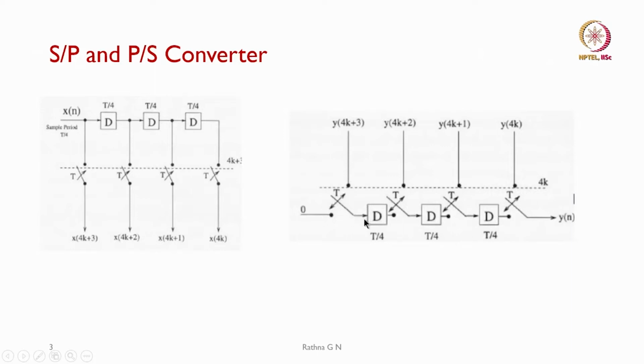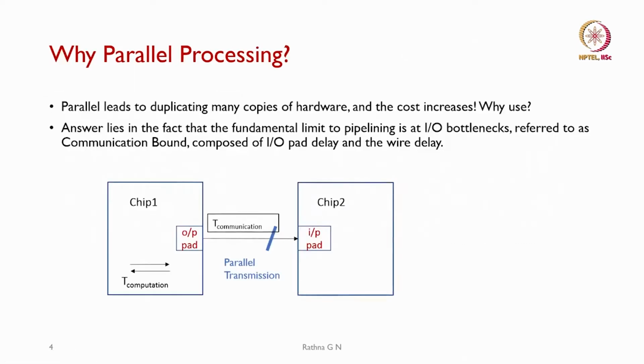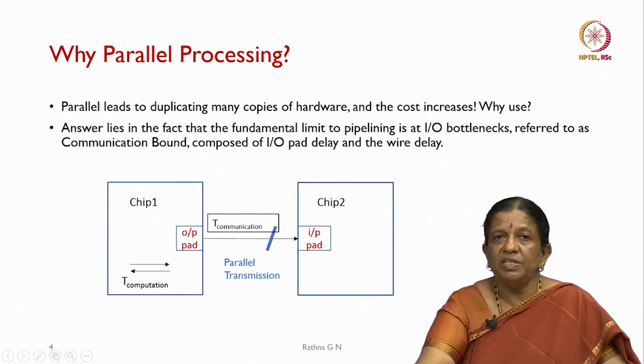This will have a 0 initially, which you put in, and then you switch it on and see that the 0 is percolated first, and then you operate on one after the other. 4k will come out first, then the next one after 1 unit of time, and then the next one. Each one is clocked at T by 4. So, in 1 clock cycle, in the 4 clock cycles, you will be getting 4 outputs. This is how we do the serial to parallel conversion and then the parallel to serial conversion.